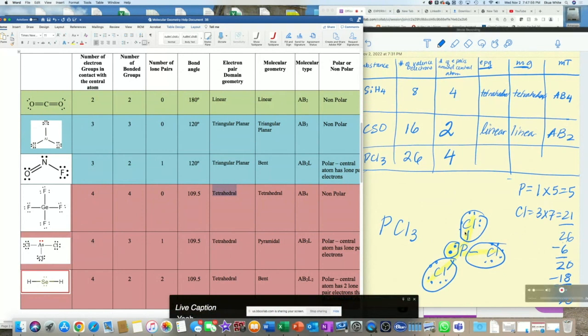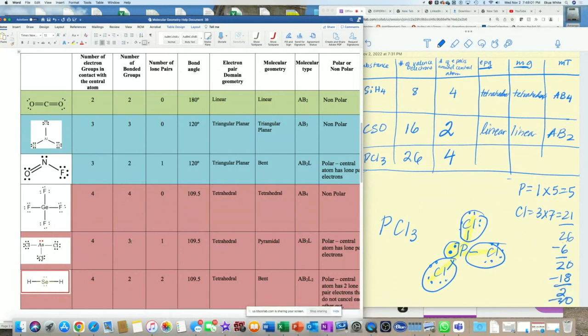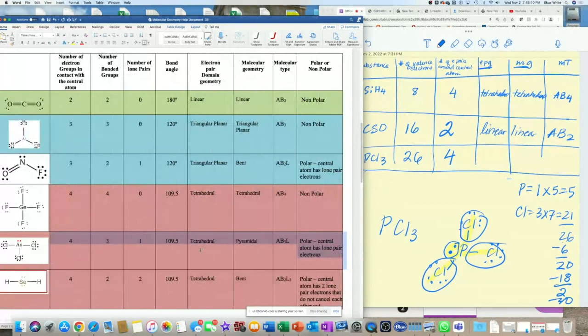While we have four groups, only three of those groups are bonded groups, right? So that goes with this right here. Three are bonded groups, one is a lone pair. Okay, so we truly are using this row right here. Everything we need is in the row down here. Okay, what do we need?